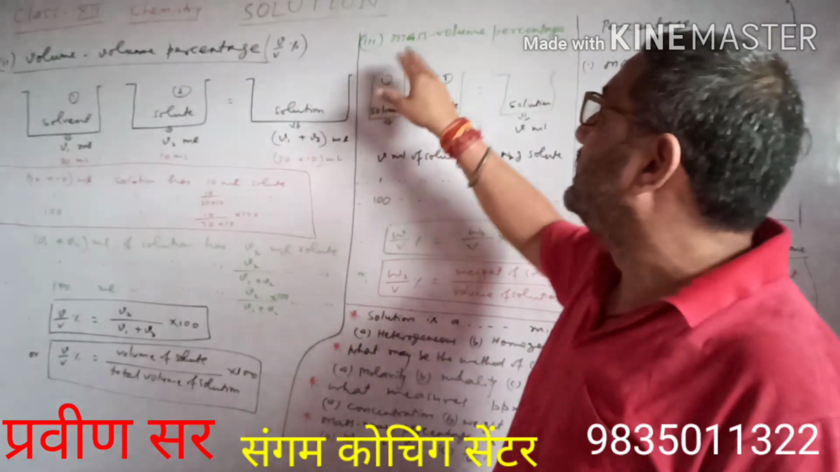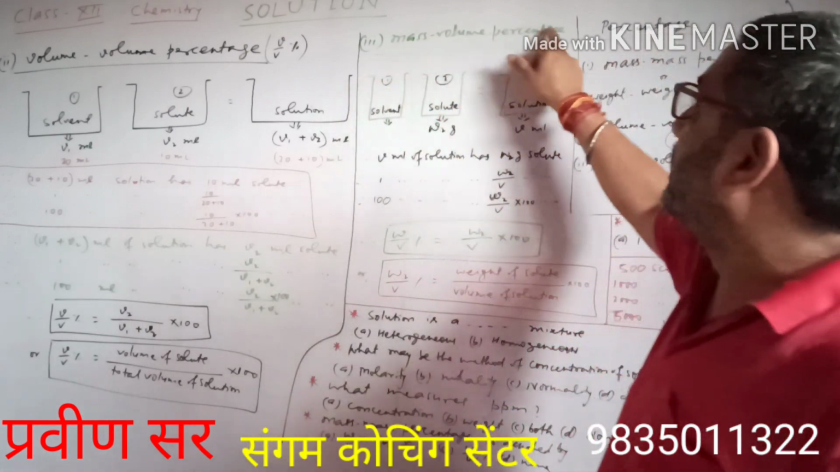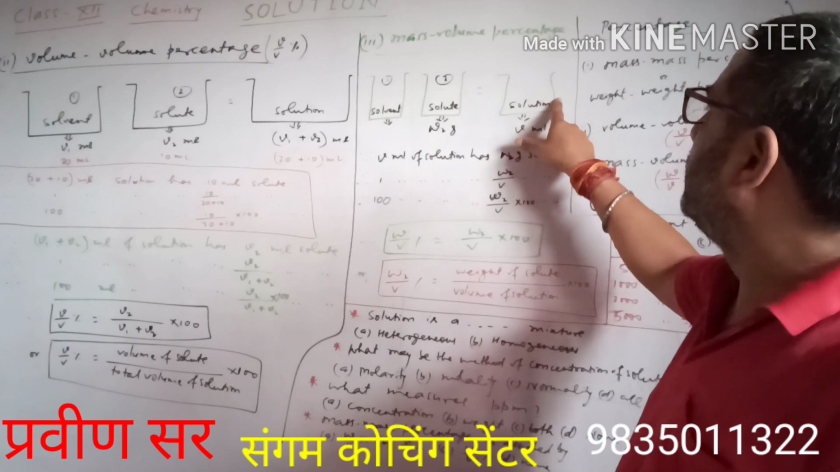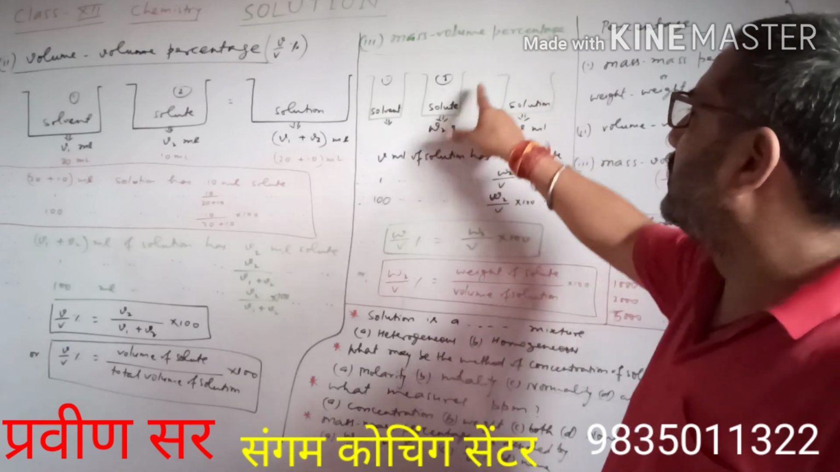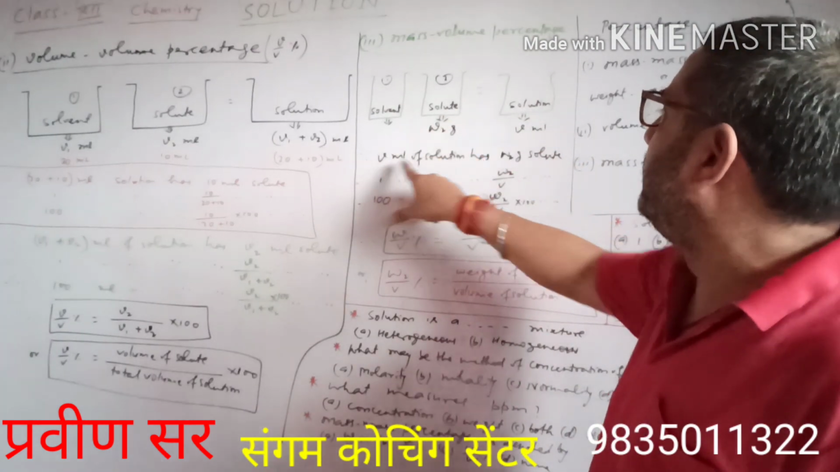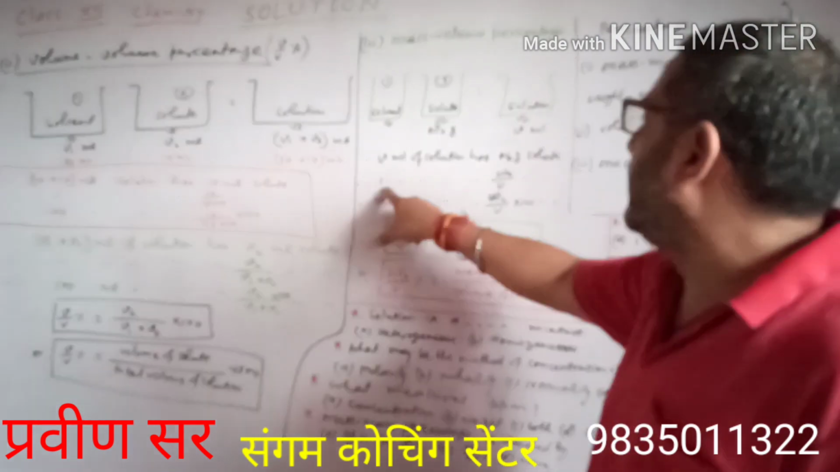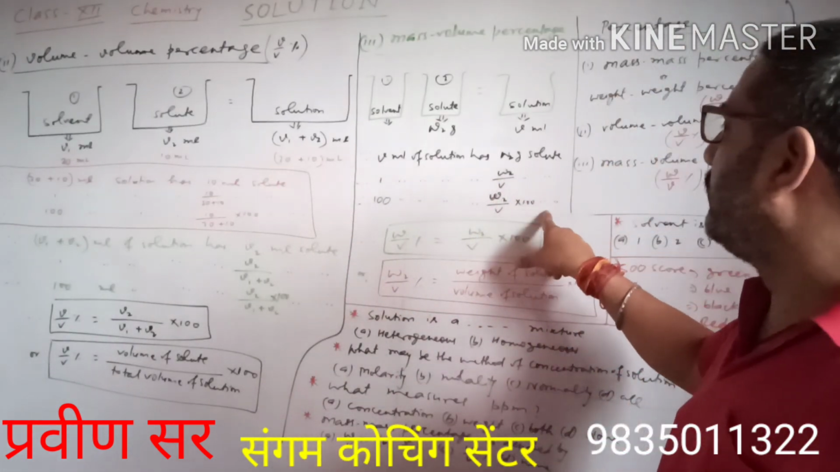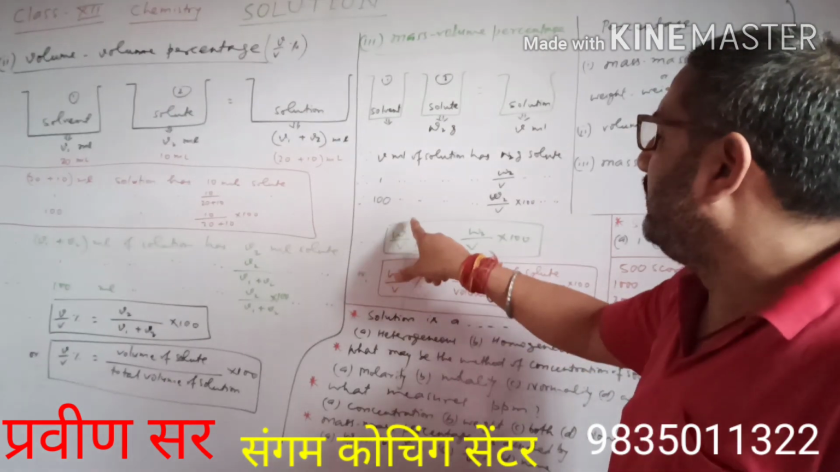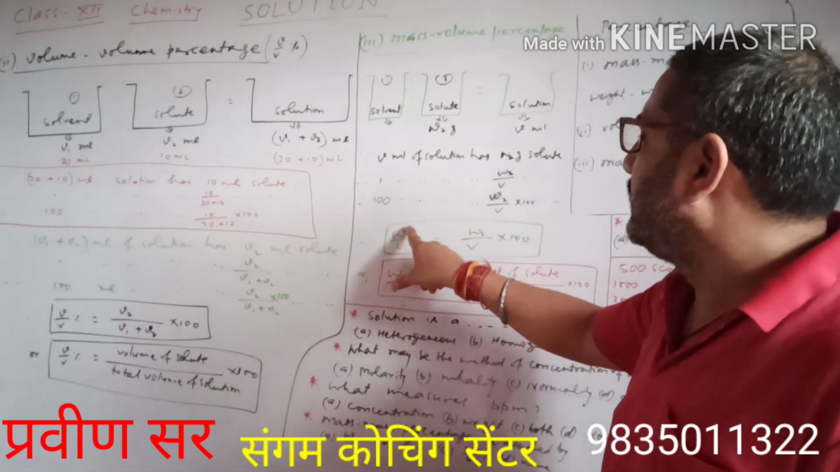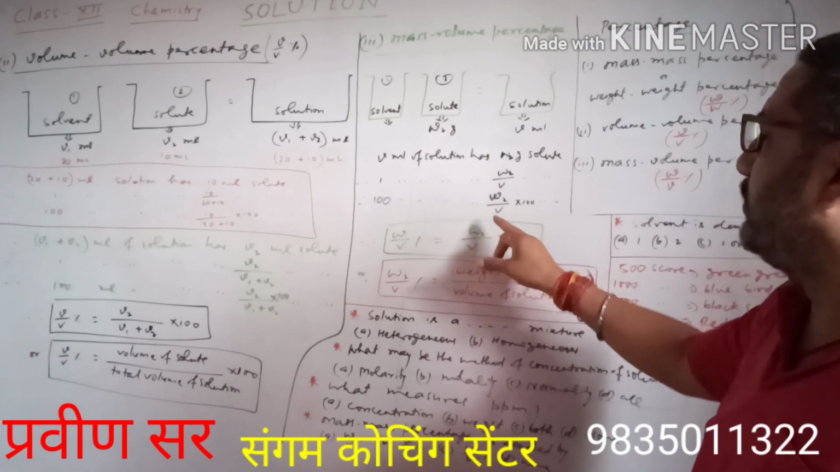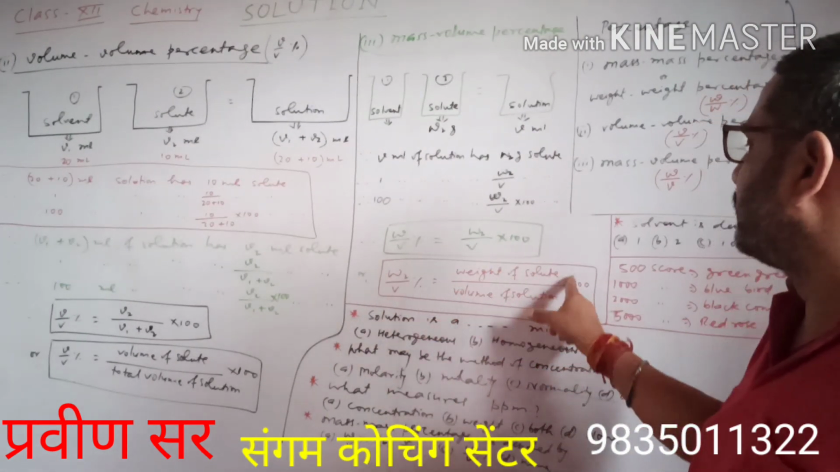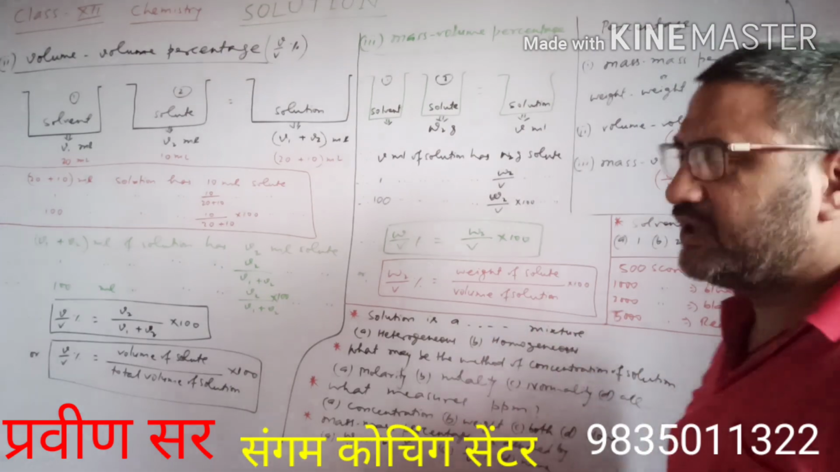Now we can see mass volume percentage. In the same way, solvent, solute, solution. Solution is V ml, solute is W2 gram. So 1 ml has W2 by V, and 100 ml has W2 by V into 100. Thus we can write W by V percent is equal to W2 by V into 100, that is weight of solute by volume of solution into 100.